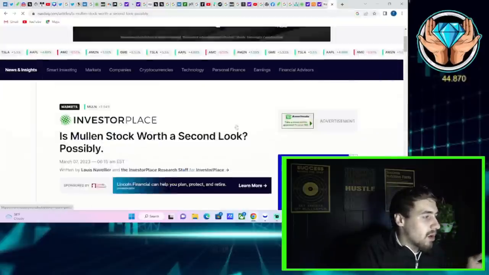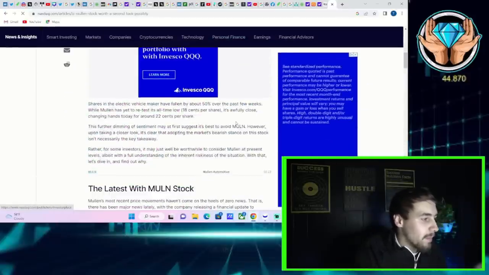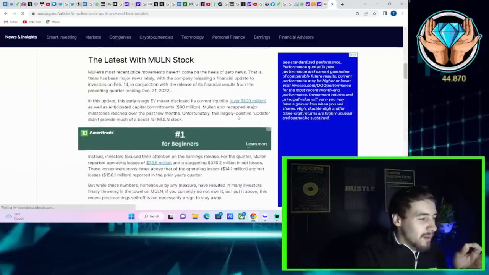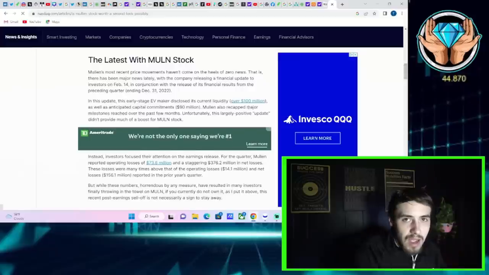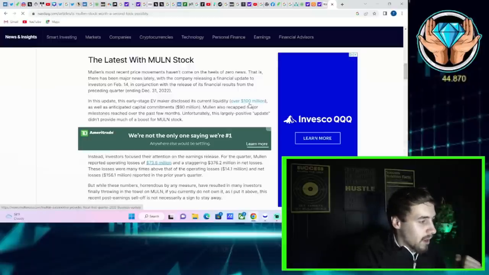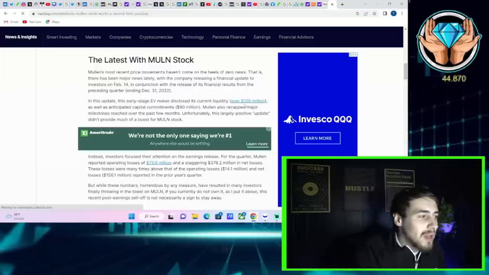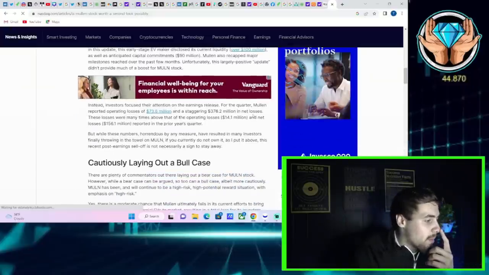This information is coming from this article from Investor Place. It says, is MULLEN stock worth a second look? Possibly. And it comes down to the cash that they have and the cash burn rate that they are at. Now, MULLEN has a lot of orders, right? A lot of order book value here. Like I discussed, almost $300 million worth of orders. A company that's worth $200 million, that sounds really good. But if they can't bring those vehicles to market and they can't sell those and fulfill that order book, then what does it matter if you have a large order book, right? Well, this is the problem.